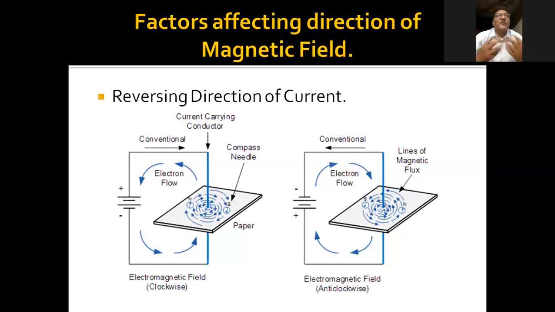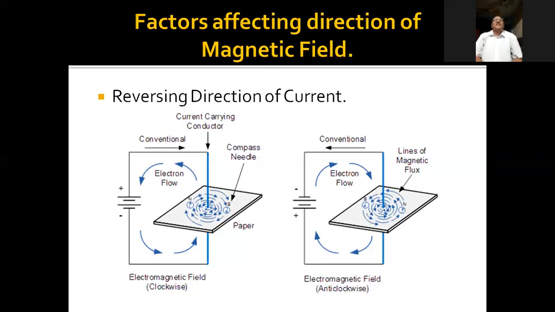You see one thing interesting here. When the direction of the conventional current through this conductor was downward, the magnetic field lines were clockwise. And when the conventional current was in the upward direction in the same conductor, the magnetic field lines were anti-clockwise. You see, when you reverse the direction of the current in the conductor, the direction of the magnetic field around it also reverses. So when the direction of the current reverses, the direction of the magnetic field lines will also reverse around it.